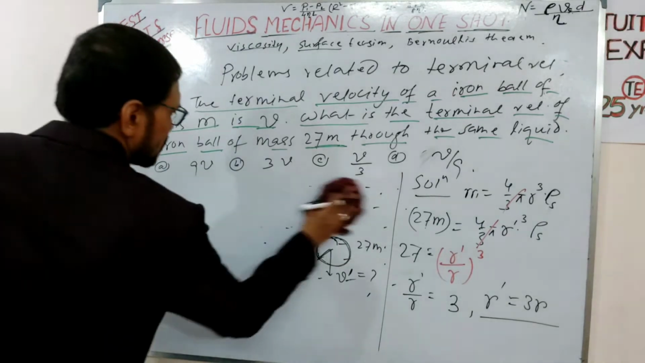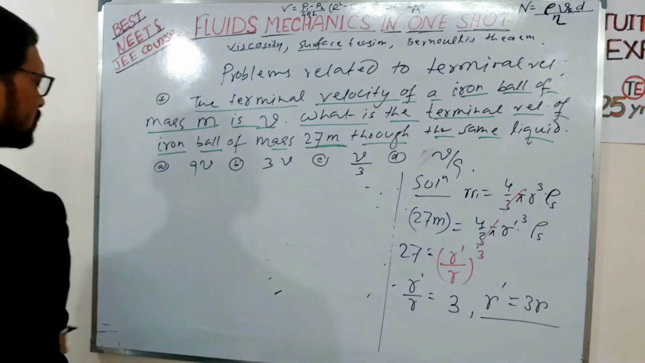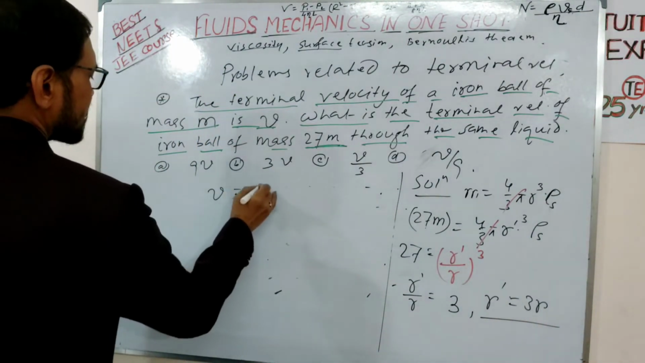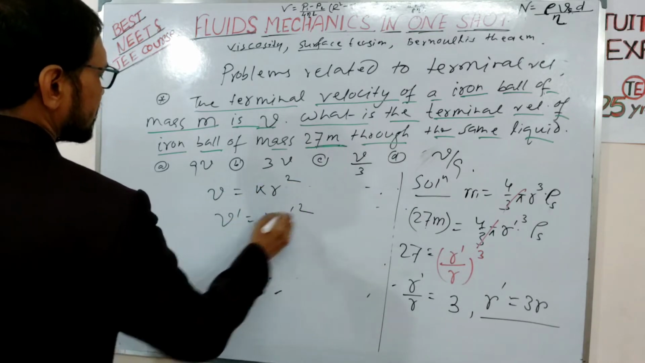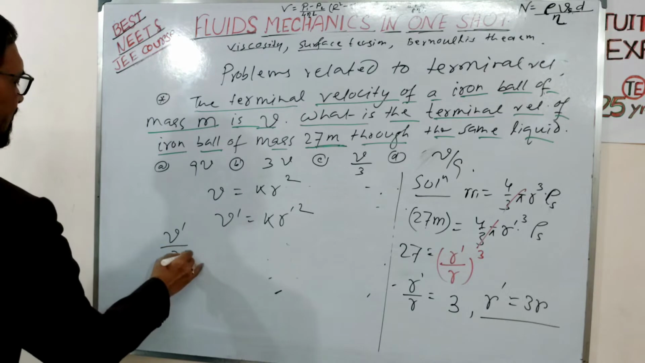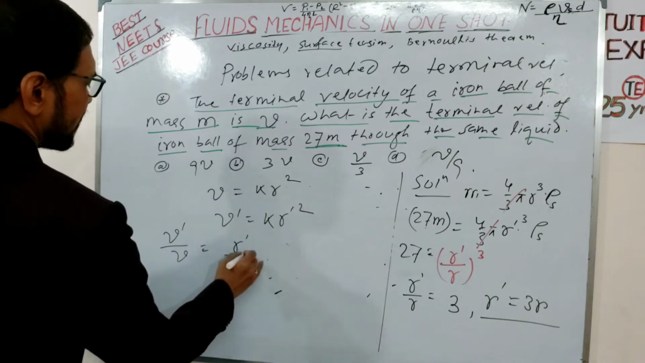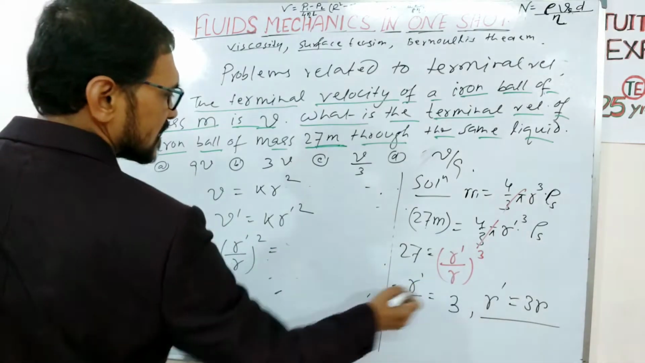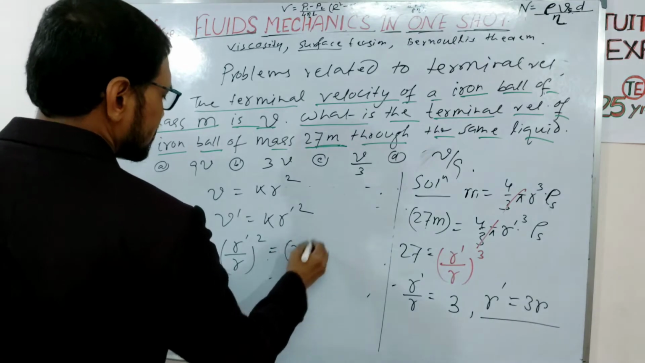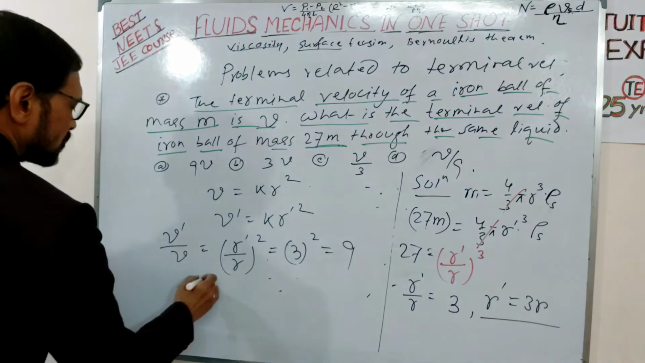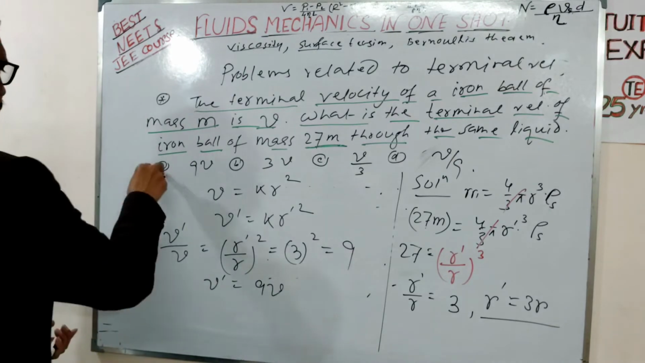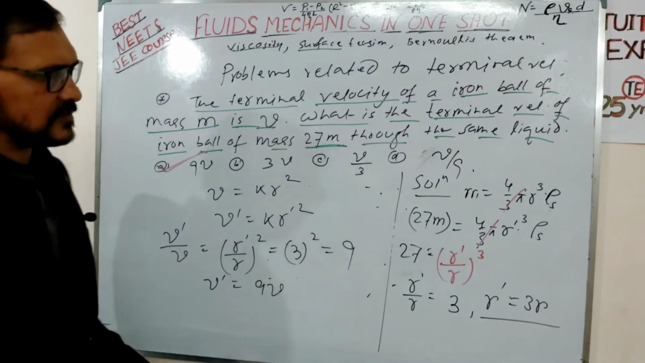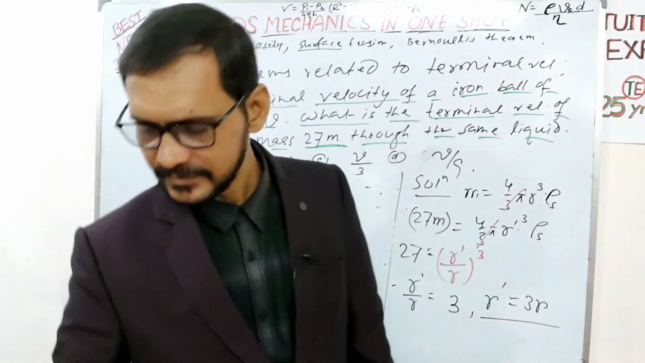Now we know velocity equal to k r square and v dash equal to k r dash square. So v dash by v equal to (r dash by r) whole square. Now what is r dash by r? Equal to 3, so 3 square, that's 9. So v dash equal to 9v. So this is the answer. Okay, you understand?